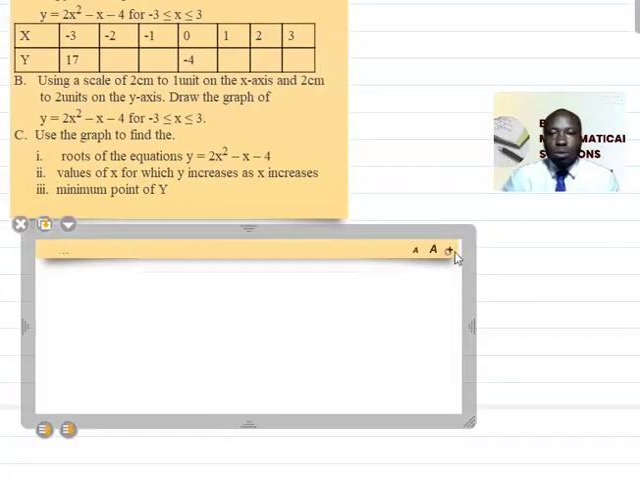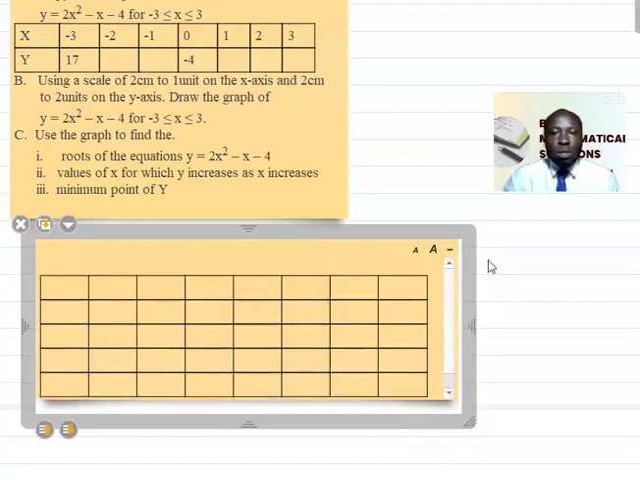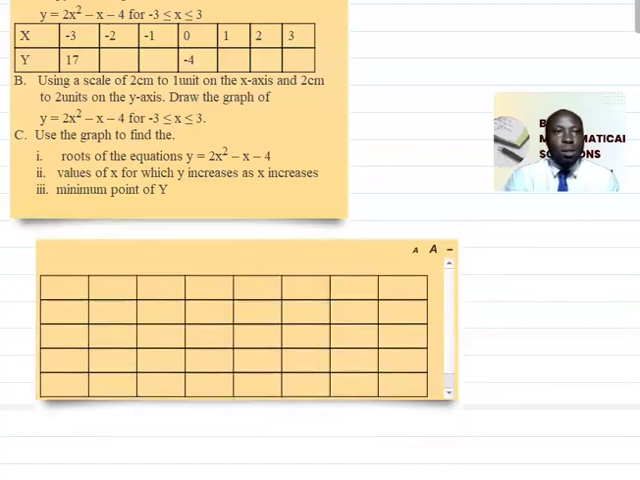We are going to create a new table, and so let us say this is our x, and we have minus 3, minus 2, minus 1, 0, 1, 2, 3. Now the question that we have to solve is y equals 2x raised to power 2 minus x minus 4. Everything that we have here, we're going to input it here.